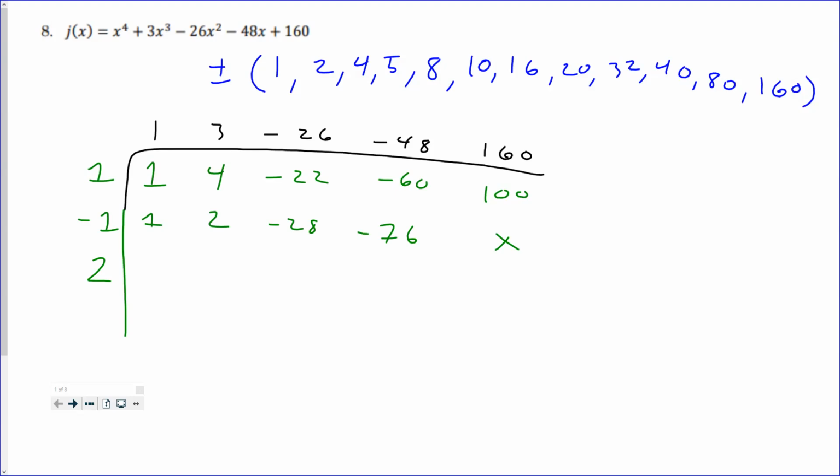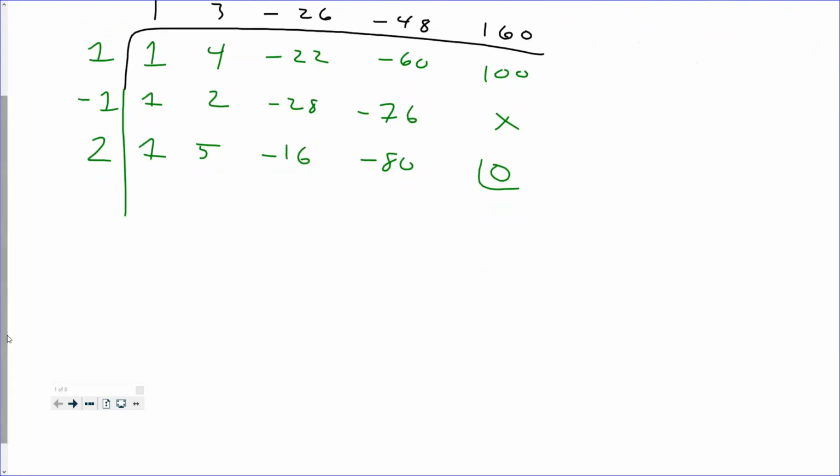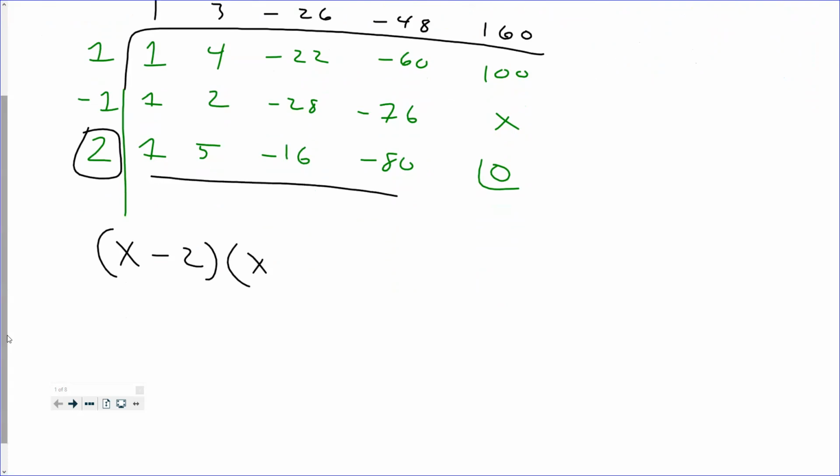So then I'll go to 2. Same thing, drop down to 1. 2 times 1 is 2, plus 3 is 5. 2 times 5 is 10, plus negative 26 is negative 16. Negative 32 and 48 is negative 80. Then negative 160 and 160 gives me 0. So my first factor that works is 2. That means if I factor out that 2 I just found, my current factored form is x minus 2, from the one that worked, times my quotient right there, which is x cubed plus 5x squared minus 16x minus 8.